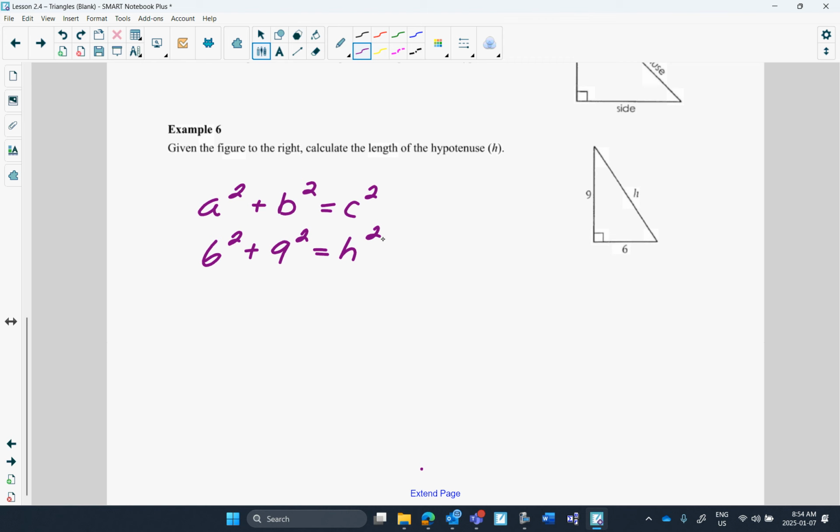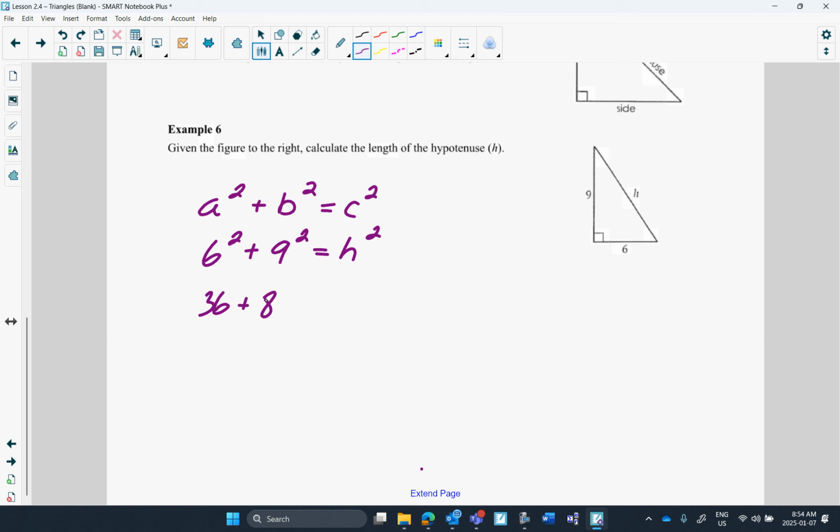Shay, I have a question. Yeah. What if you put the 9 where the 6 is? Fine. Yeah, that's fine. But the 6 and 9 have to go on the left in this case. If you're given the hypotenuse, that means one of these is going to be.